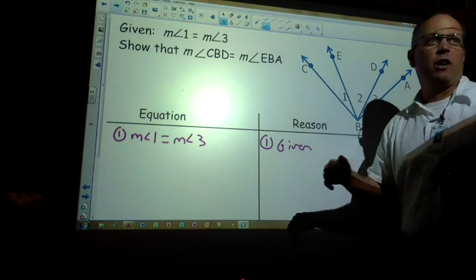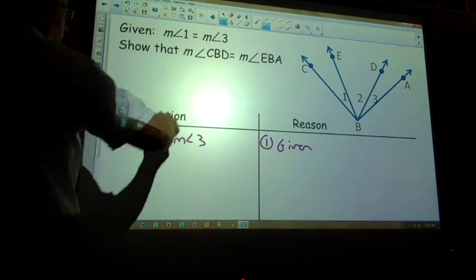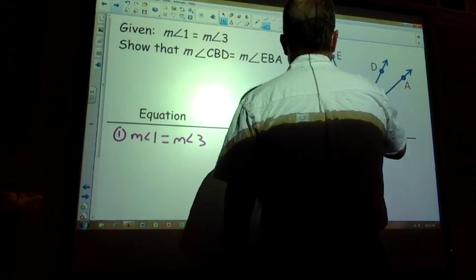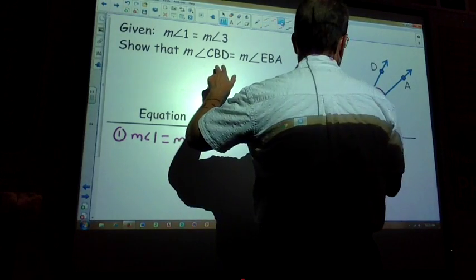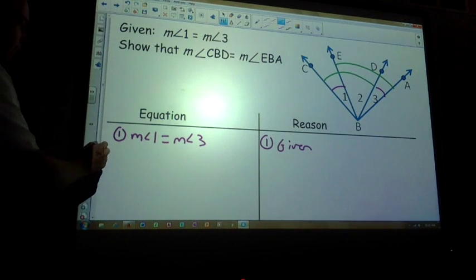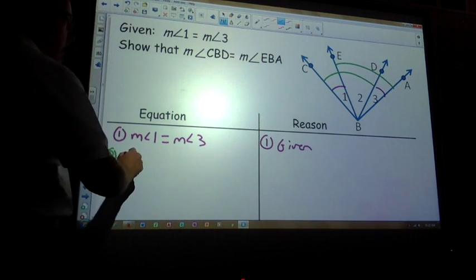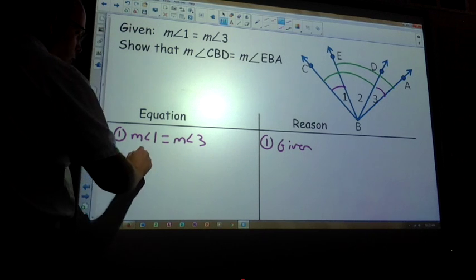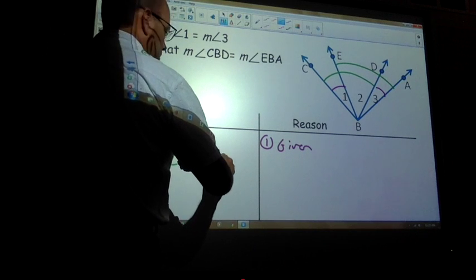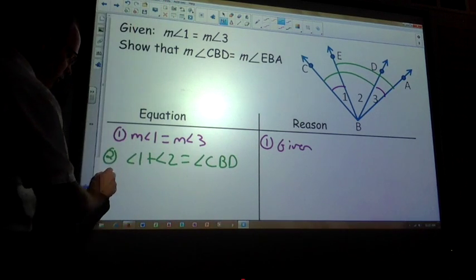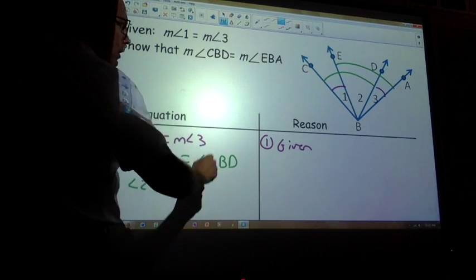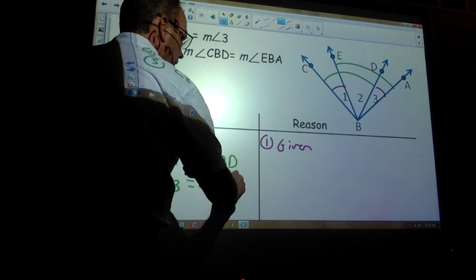Okay, I don't know if I have to sub in or not, but I need to make sure they're equal to each other, which is given, which is great. Okay, so measure of angle 1 is equal to measure of angle 3, and we're trying to prove CBD. We're trying to prove that and that are equal. Okay, so step number 2, this is the exact same thing. I'm going to say that angle 1 plus angle 2 is equal to angle CBD. And then the third step is going to be the same thing, but it's going to say angle 2 plus angle 3 is equal to angle EBA.